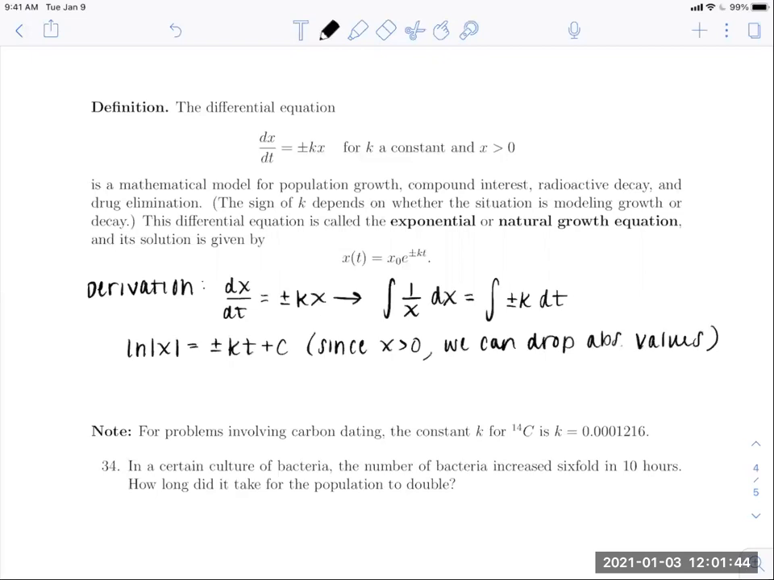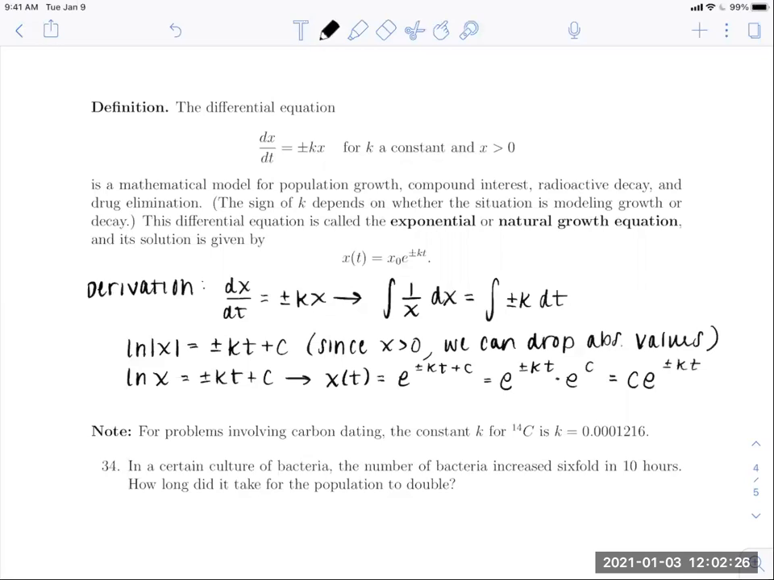Again, I don't want you to get into a habit of dropping those, so always include them first, and then if you can drop them, that's fine. And then let's solve explicitly for x. So I have x of t equals e to the plus minus kt plus c. Here again, it's not standard to leave your constant up inside the exponential. So if we use our property of exponentials, I can write this as a multiplication of e to the c. And again, it's standard to just rewrite that as c rather than an e to the c.